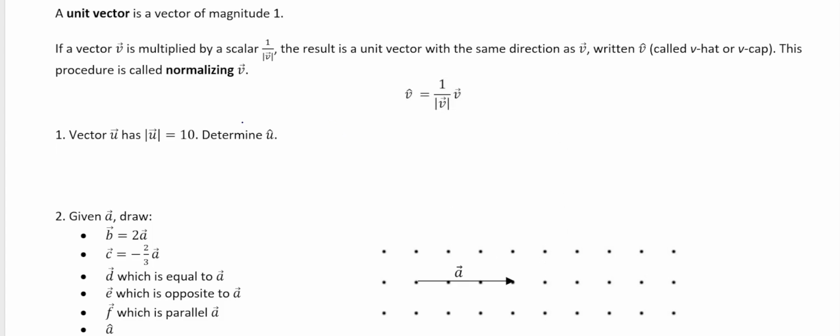So vector u has its magnitude as being 10. Determine u hat. So u hat would just then be 1 over 10 times the vector. Right? So if this magnitude is 10, and then we multiply it by a tenth, then the magnitude will be reduced to 1. It preserves the direction, so we have u cap, or u hat.